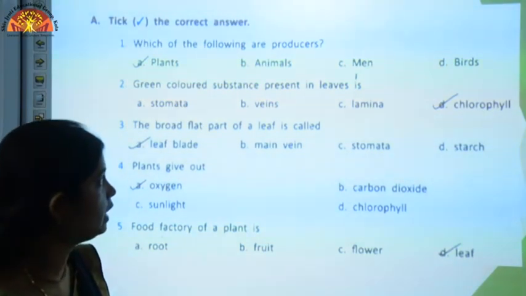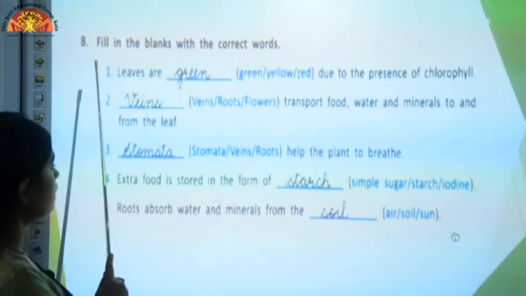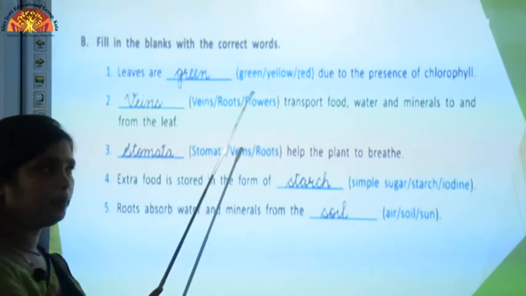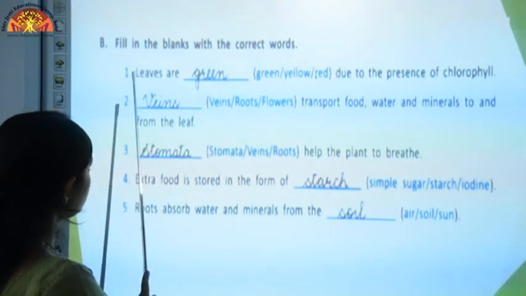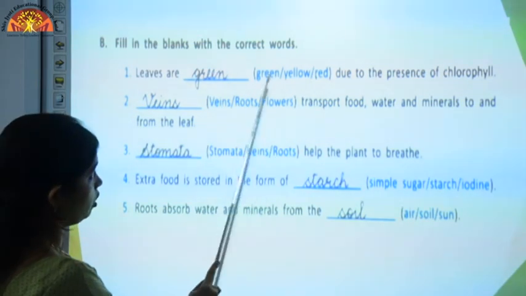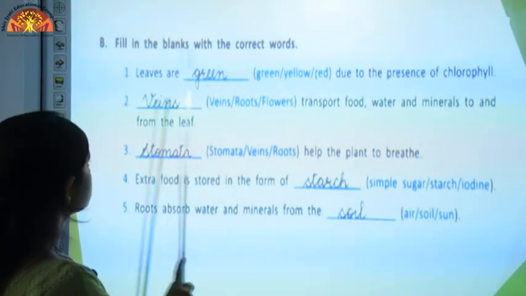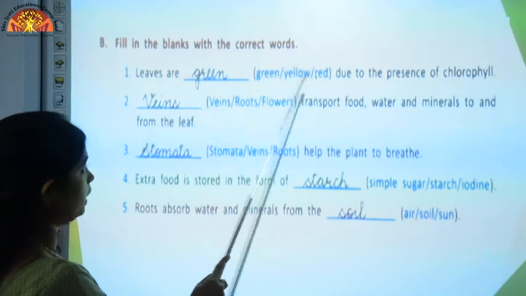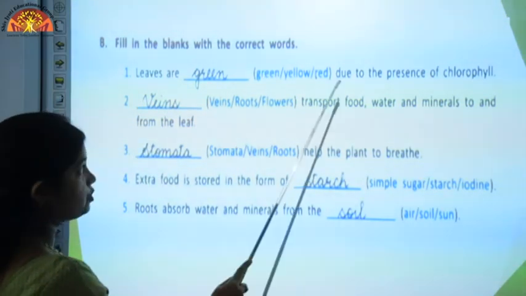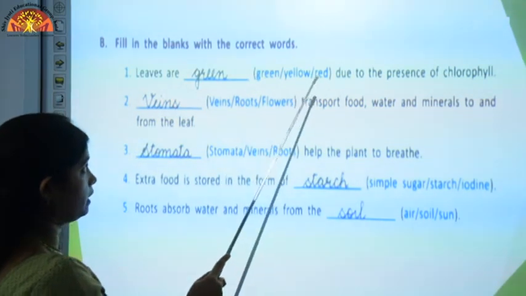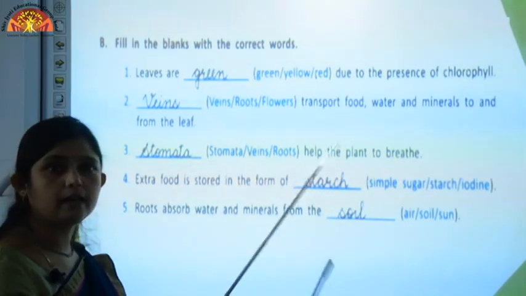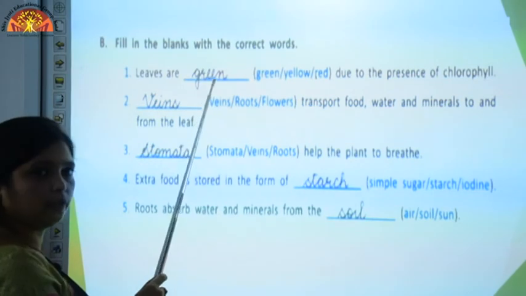Now, we move to next exercise, that is exercise number B. It's on the same page. Fill in the blanks with the correct words. Now, here some options are also given in the bracket. So, you can choose the correct one from here. Leaves are dash due to the presence of chlorophyll. So, green, yellow or red. So, chlorophyll is a green colored substance. So, we will write green over here.